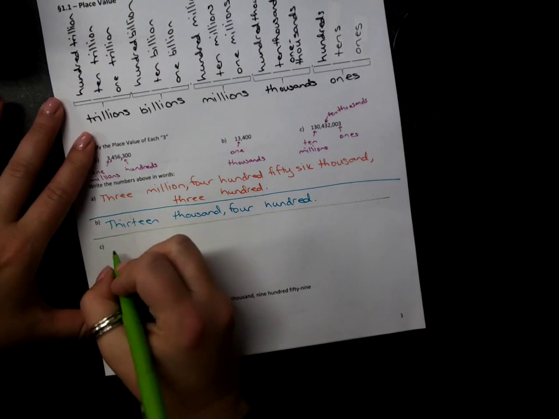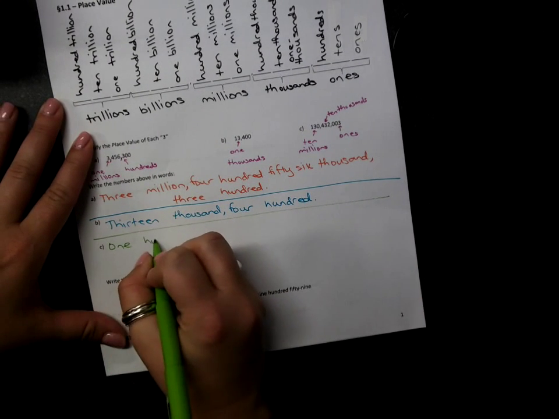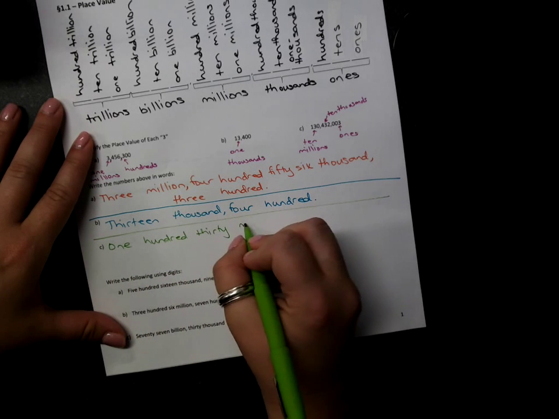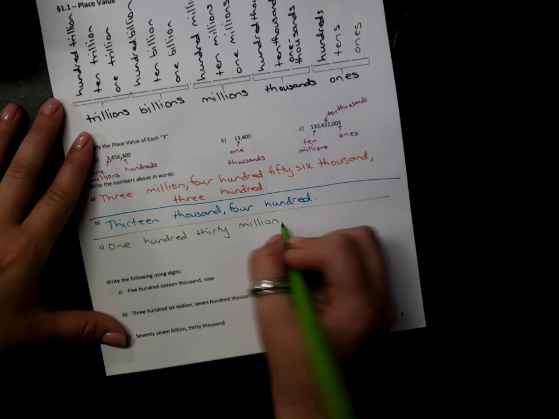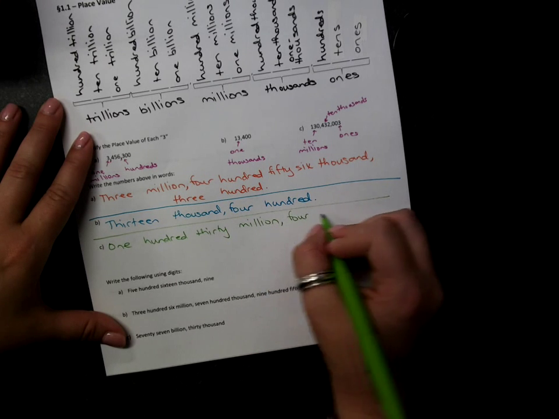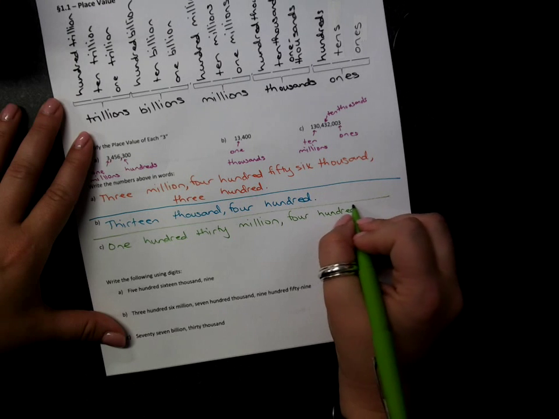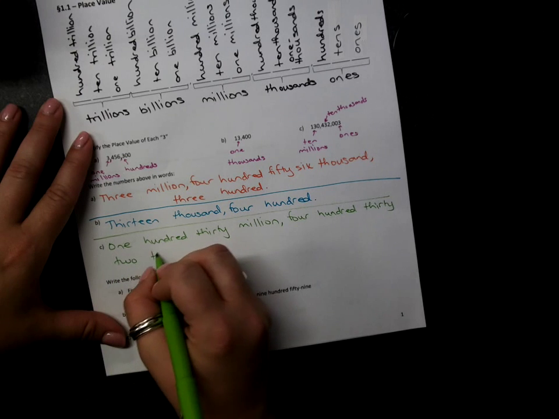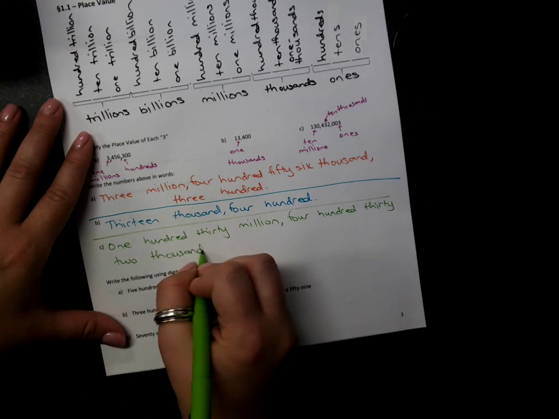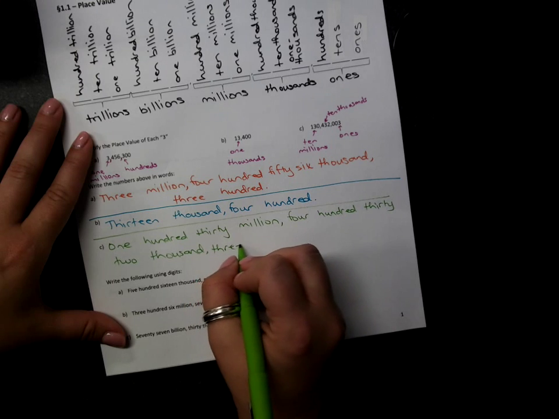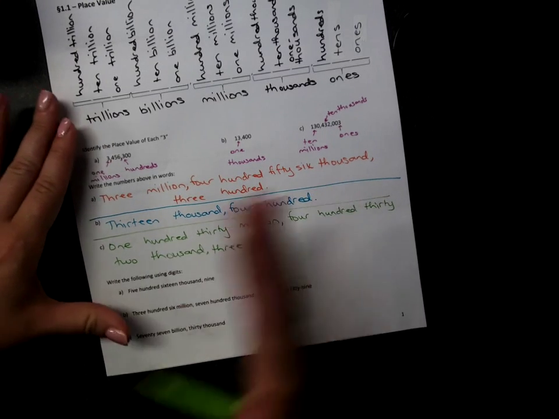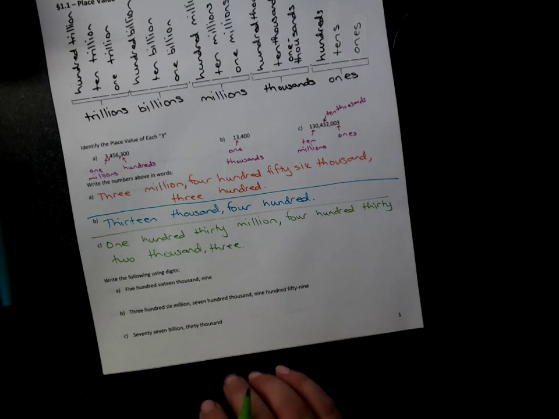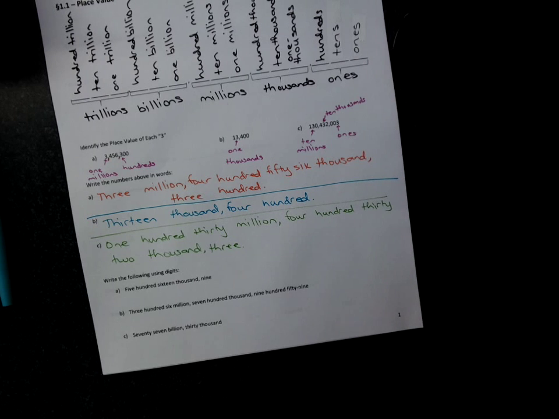So this will be 130 million, then we'll put a comma, 432, then thousand, and we'll just say 3. It sounds really strange not to say and 3, but again, we do not use the word and anywhere in here. We save and for decimals. So just translating the digits into words.